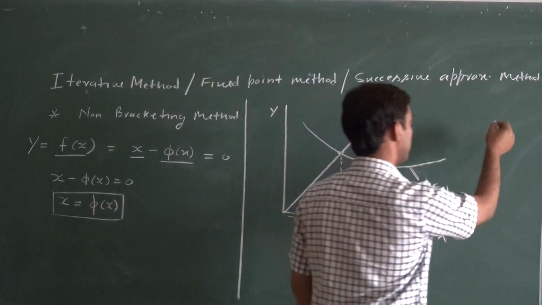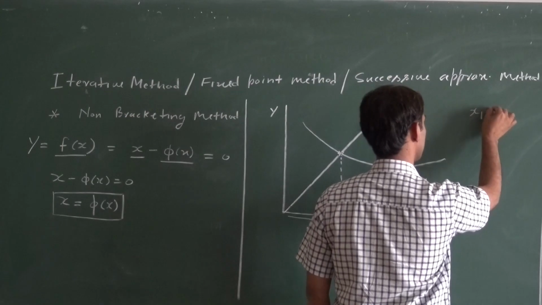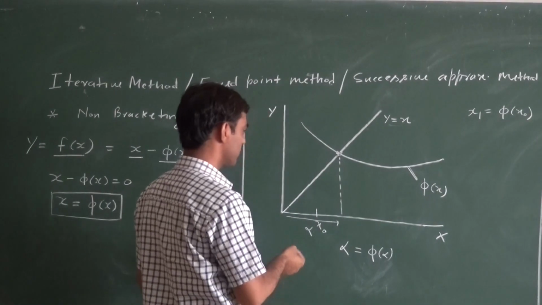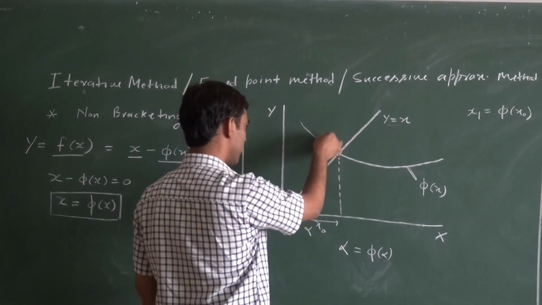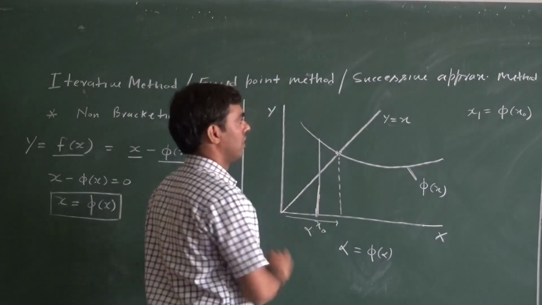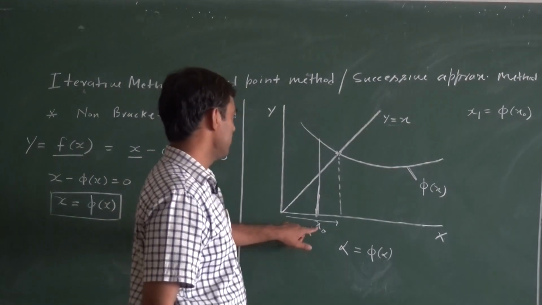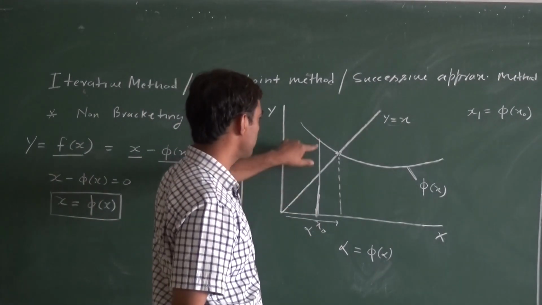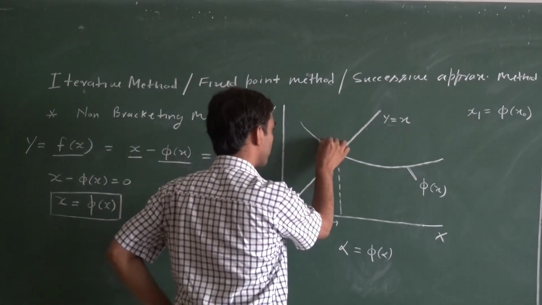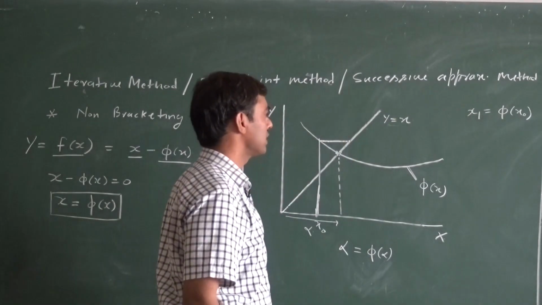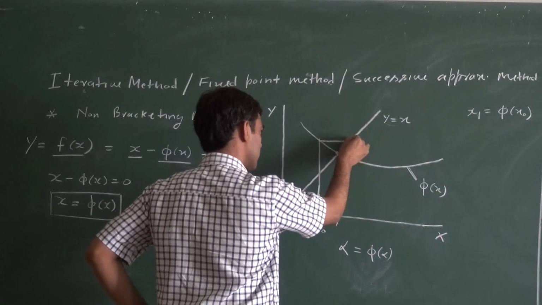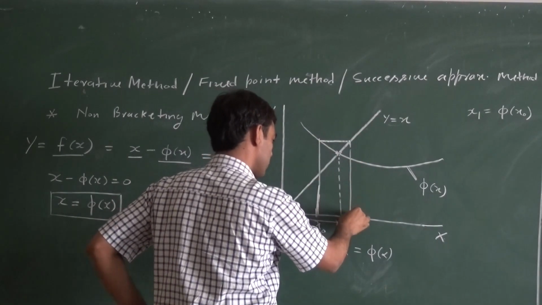So here, what is the value of the function? Here we write x1 equal phi(x0). What is the meaning of this? x1 is the value of phi(x) at x0. The point of intersection of phi(x0) with y equal x is nothing else but x1. So this is our x1.